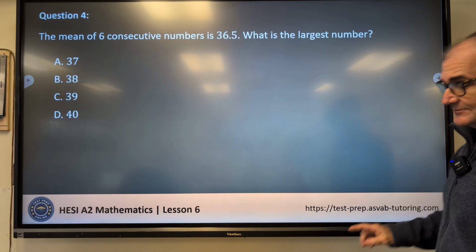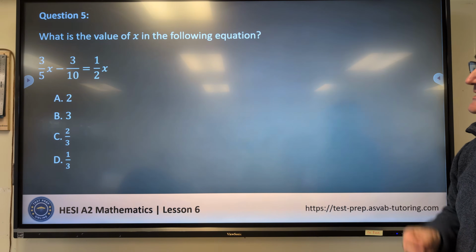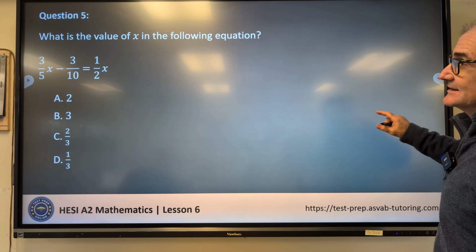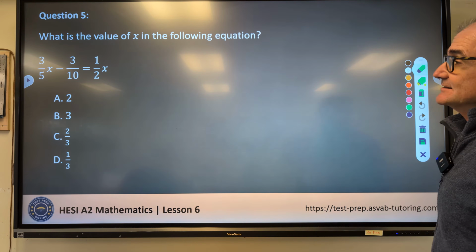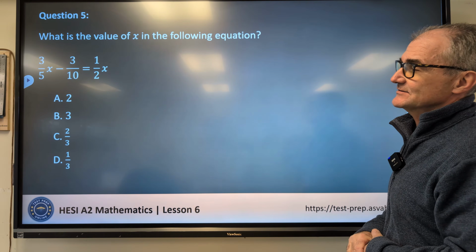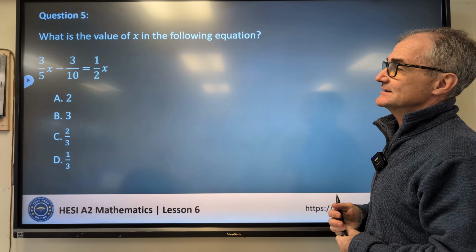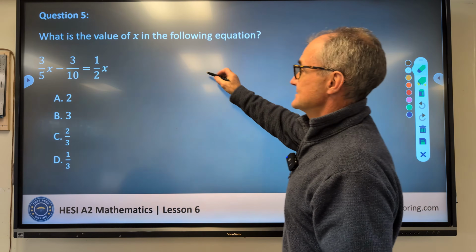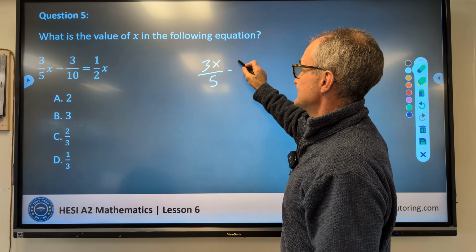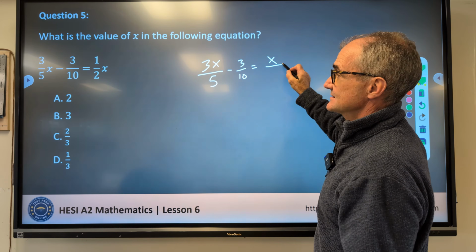All right, moving right along here to number 5. We have a fraction equation with non-common denominators. So let's see what we could do here. One thing that would be nice to do would be get rid of the denominator. We could just multiply by 1 so as not to affect the value. Or we could just multiply both sides of the equation by 10, and that's going to reduce down. So that 3/5 x is the same thing as 3x over 5 minus 3 over 10, and that's equal to 1x. I'm just going to write that as x over 2.